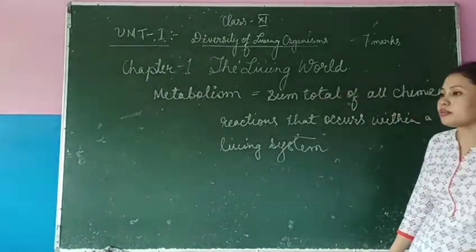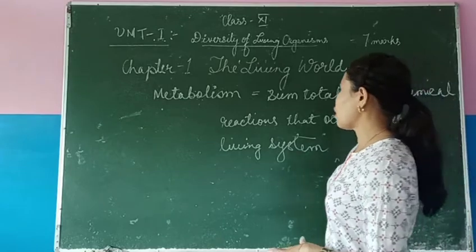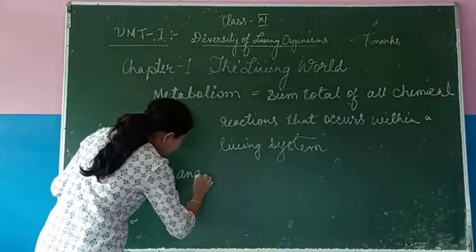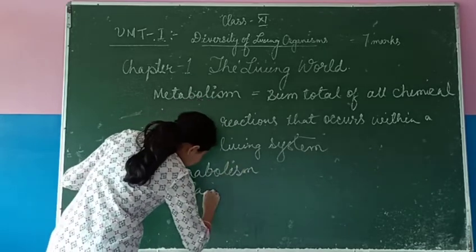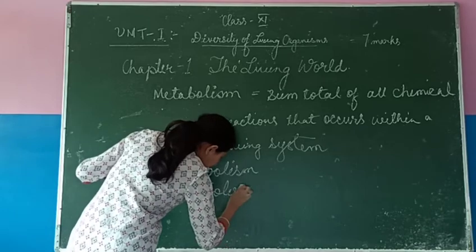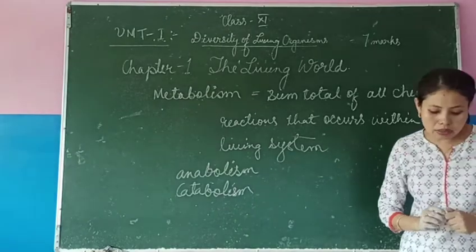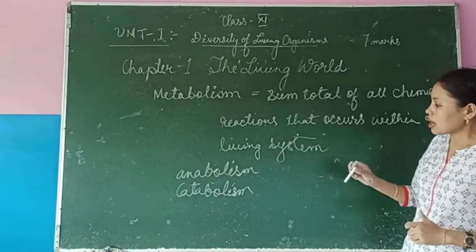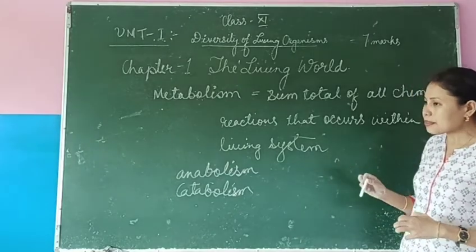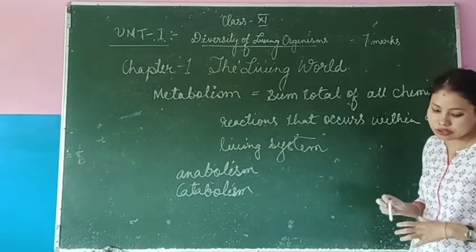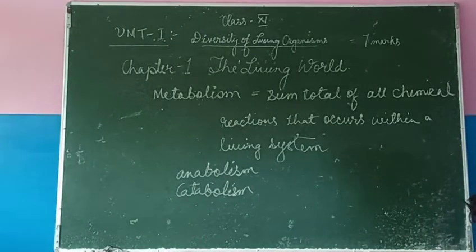Right, so when we talk about metabolism, the biochemical reaction is of two types. One is anabolism, another is catabolism. When I say anabolism, it means when we use simple molecules to convert into complex form. So anabolism is nothing but the production of complex molecules.